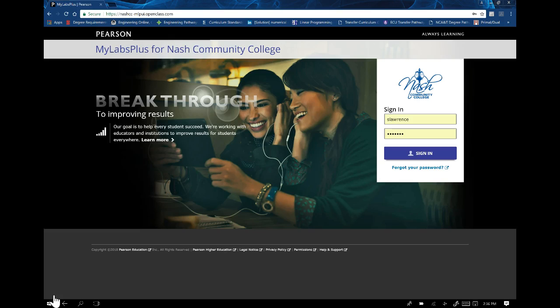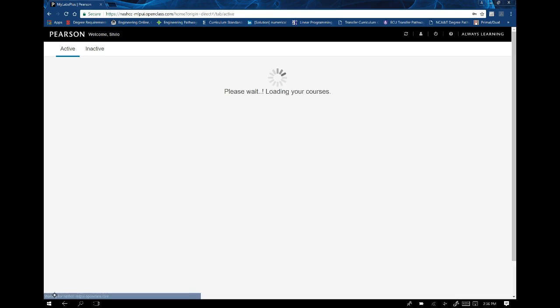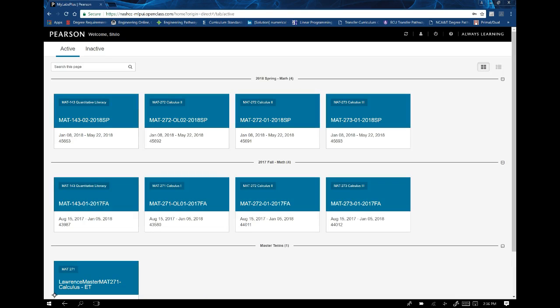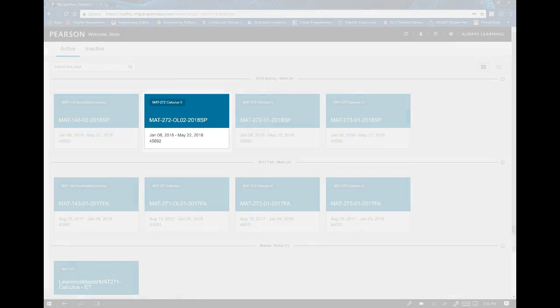So obviously you're always going to start by signing in. My information is saved on the computer, so mine just automatically pre-fills. You're not going to see all these classes, obviously. I teach a lot of math classes, so all of mine come up. But you should see Math 272-OL02. That means online, Section 2, Spring 2018.